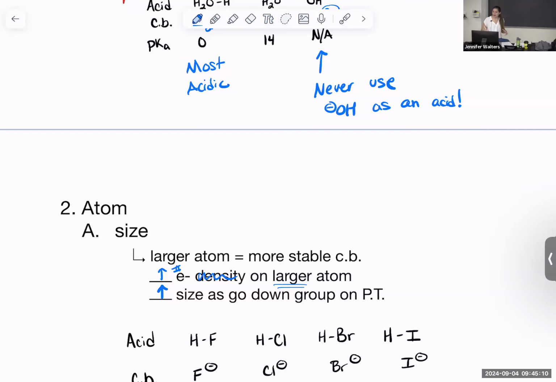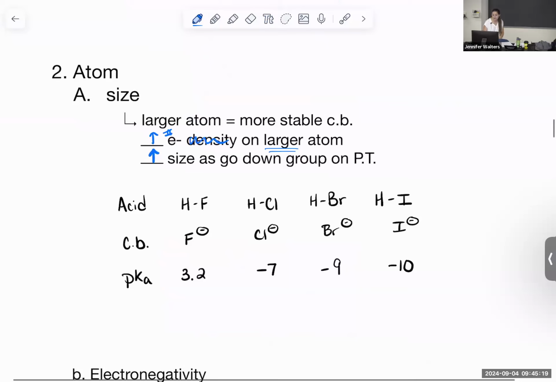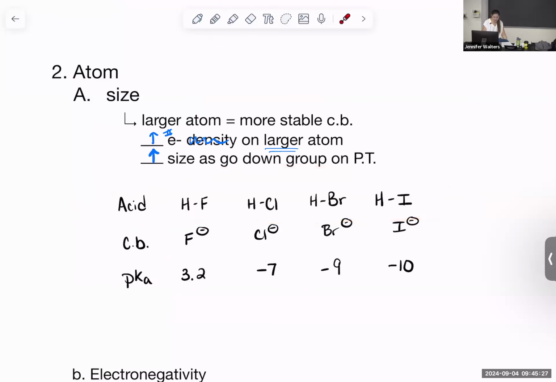So the larger atoms are more stable because they have more orbitals to accept the electrons. So larger atoms lead to a more stable conjugate base. Typically you will consider atom size before you consider atom electronegativity. When we look at our halogens, this is a really good example of atom size impacting it.